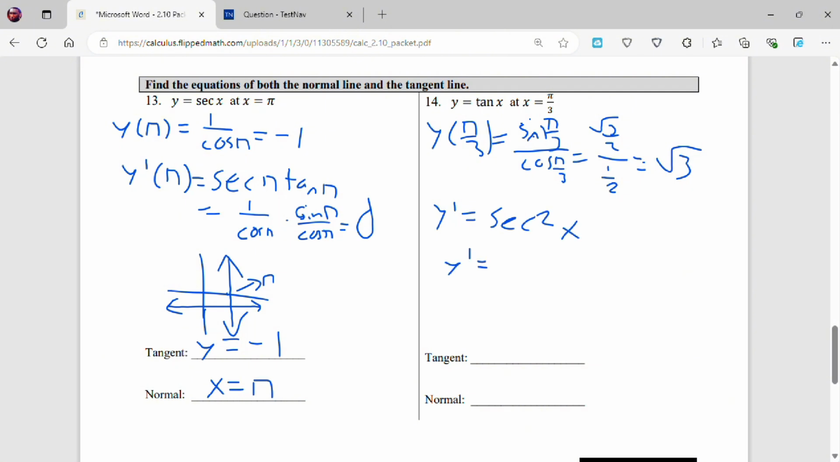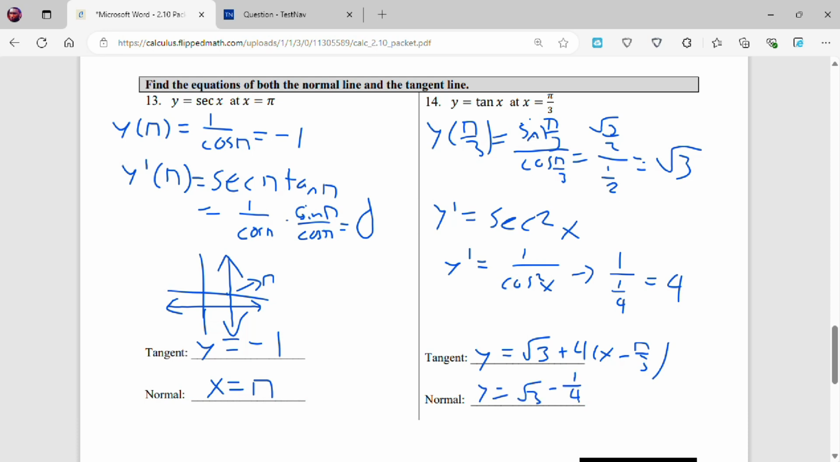Y prime equals secant squared x. Y prime is 1 over cosine squared x. Cosine of pi over 3 is 1 over 2, so 1 over 2 squared is 1 over 1/4, which is 4. So y equals y1 plus slope times x minus x1. Normal line is the same except the negative reciprocal of the slope, and that is your answer.